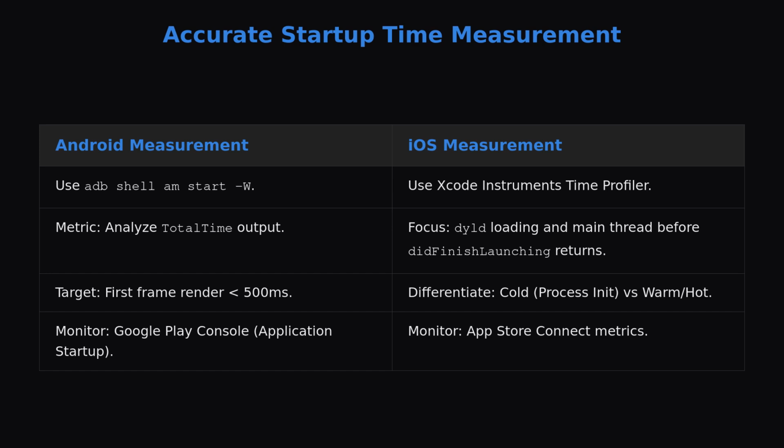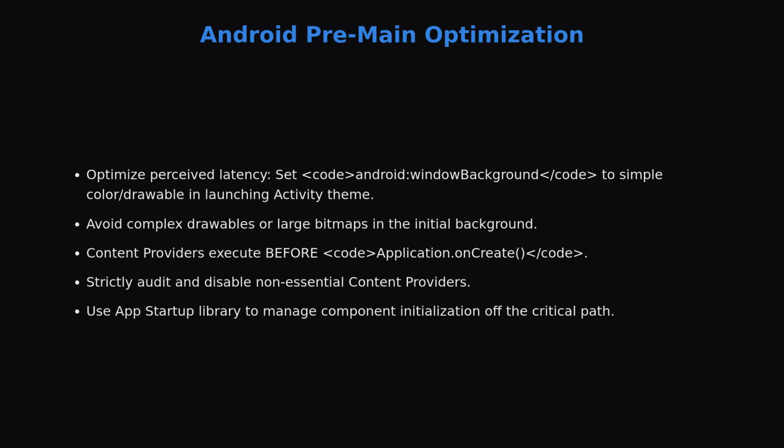Differentiate cold, warm, and hot starts. Optimization efforts must primarily target the cold start scenario where the entire process requires initialization. Use the app startup metric available in Google Play Console and App Store Connect to monitor real-world performance data across diverse device types and operating system versions. Consistent, verifiable measurement is mandatory before implementing any optimization strategy.